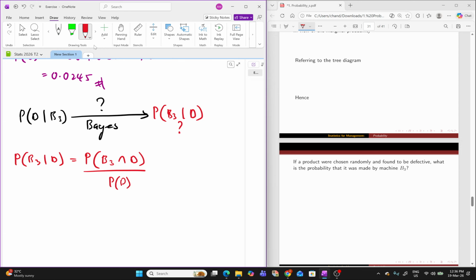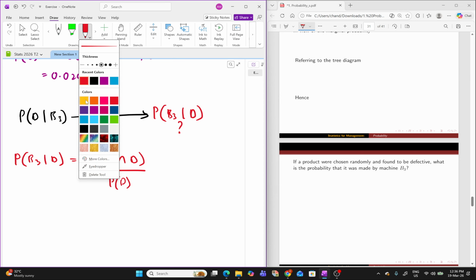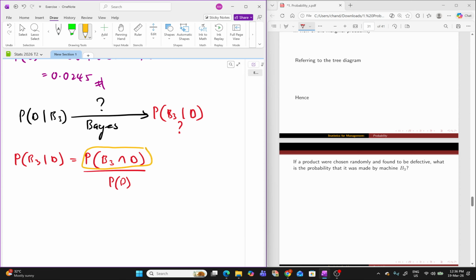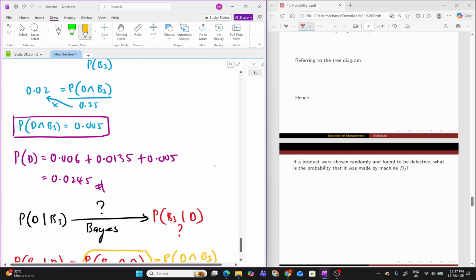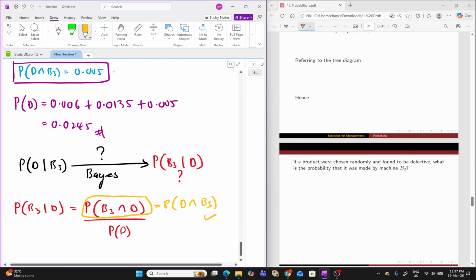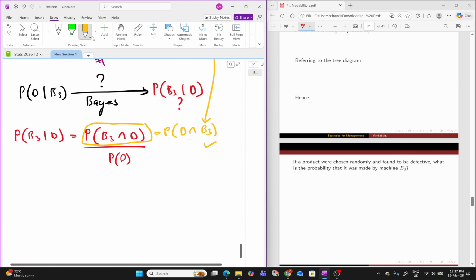But as I mentioned earlier, isn't this one equal to D intersect B? I have mentioned this earlier. The probability of D and B3 and the probability of B3 and D is the same. We can switch, no problem. It's the same. So we found this already. Where did we find this one? You see, we found this already. So you can write here.